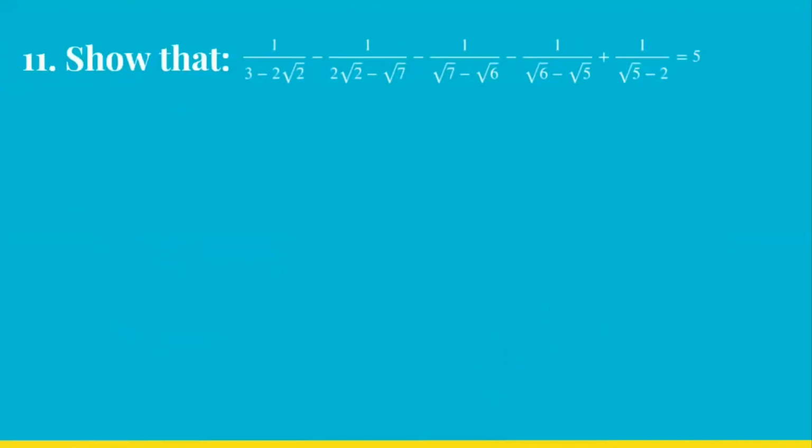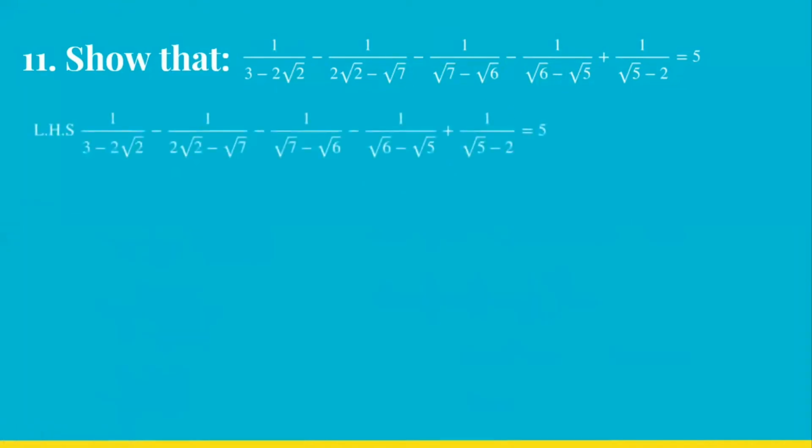Show that 1 upon 3 minus 2 root 2 minus 1 upon 2 root 2 minus root 7 minus 1 upon root 7 minus root 6 minus 1 upon root 6 minus root 5 plus 1 upon root 5 minus 2 is equal to 5. This is easy. So what we are going to do here, there are 1, 2, 3, 4 and 5 terms here. So each term we are going to rationalize separately and then we are going to add. So this is your LHS, left hand side of this equation, and RHS is 5.